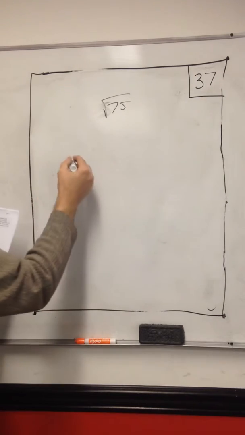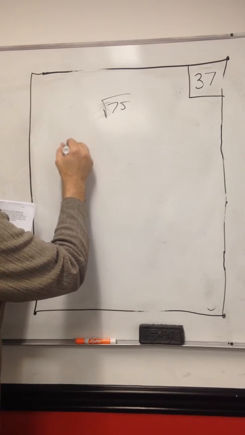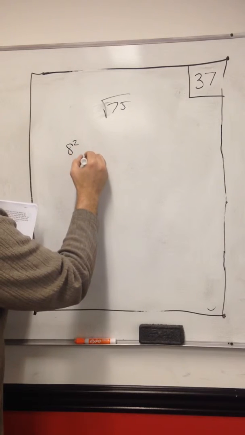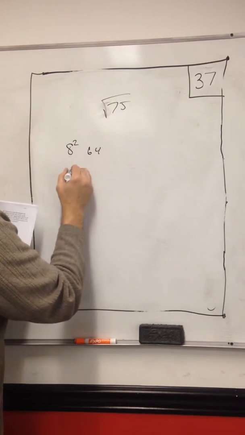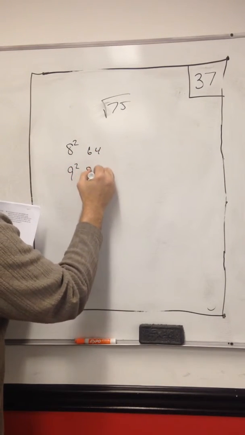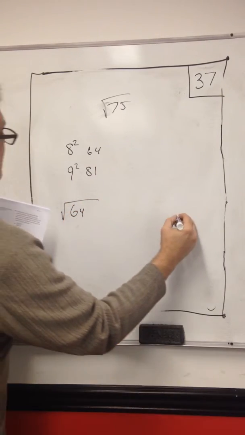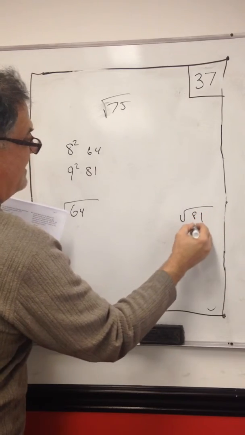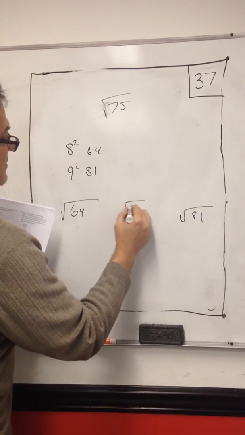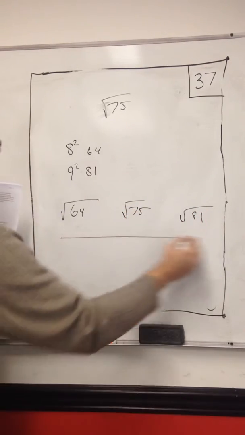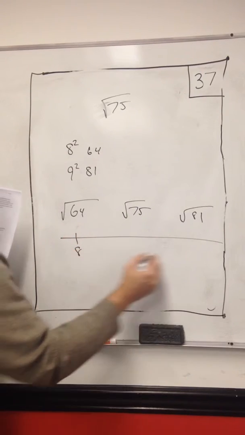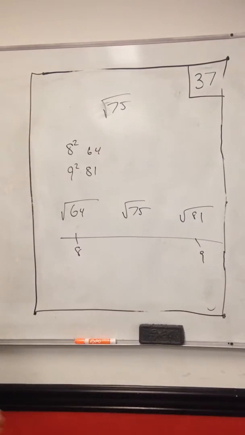Well, if you know your perfect squares, you know that 8 squared is 64, and you know that 9 squared is 81. So the square root of 64 is 8, and the square root of 81 is 9. The square root of 75 comes in between 8 squared and 9 squared on the number line. The correct answer to that should be D, 27 and 28.